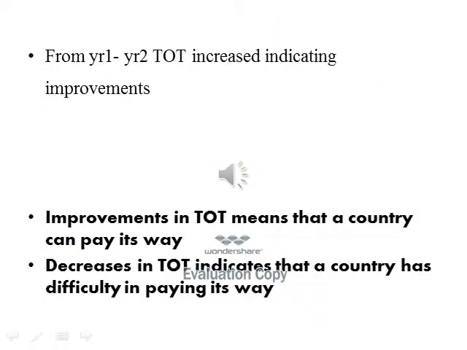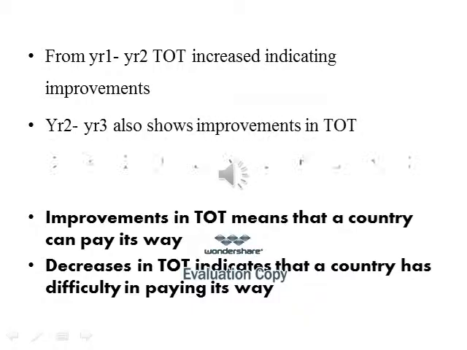From year 1 to year 2, the COC increased, indicating improvements in the COC. Year 2 and year 3 also show improvements in the COC. Decreases in the COC were observed throughout years 4 to 6. Improvements in the COC indicate the country can pay its way. On the other hand, decreases in the COC indicate the country has difficulties in paying its way.